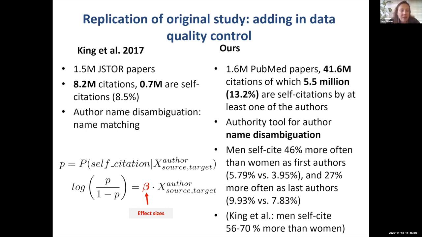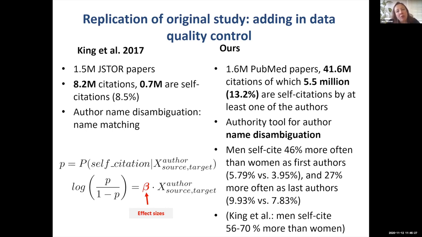And then they built a very straightforward model to basically estimate the likelihood of self-citation, given the author, the paper that is being cited, and the citing paper, and then measure an effect size. All right, cool. So we replicated that.